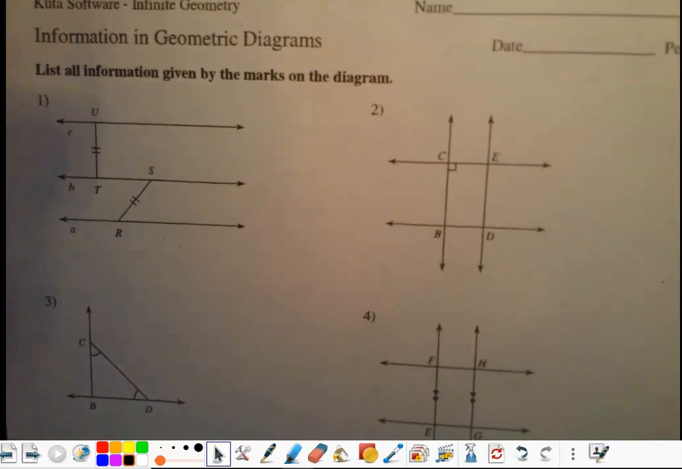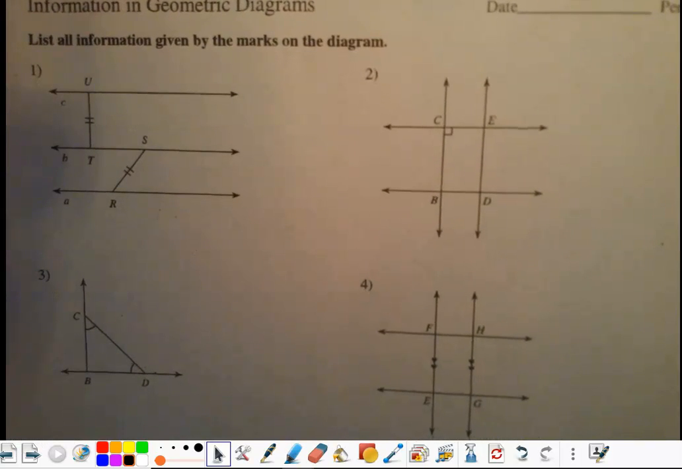Okay, so we want to look at information in these geometric diagrams. I want to make sure we're prepped for what's coming up. We've talked about these tick marks, right? That means that those are equal. So what can we say about this? What's equal here?